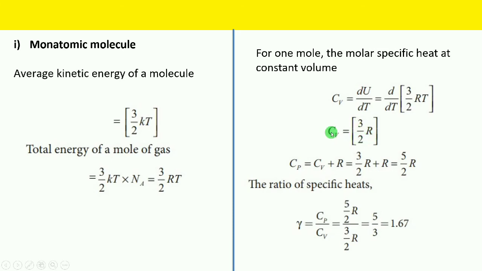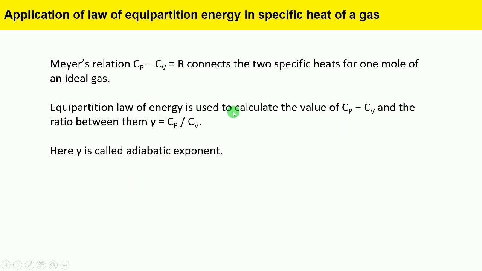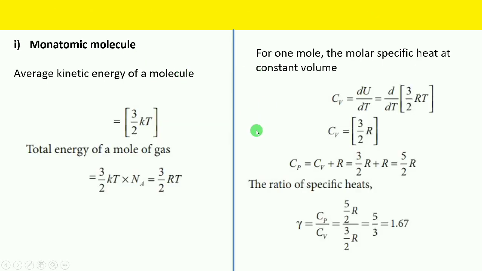This is Cv. According to Mayer's relation, as we already know, Cp minus Cv equals R, so Cp is equal to Cv plus R. The Cv value we already calculated is 3 by 2 R, plus R as it is. Adding these two values by taking the LCM, we get 5 by 2 R.